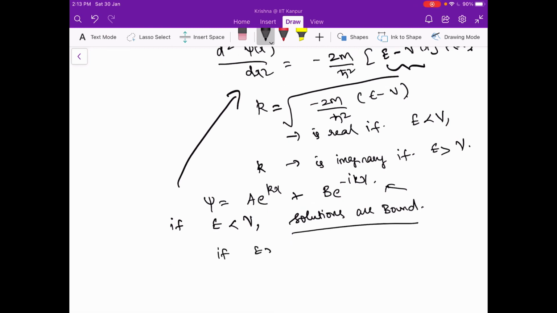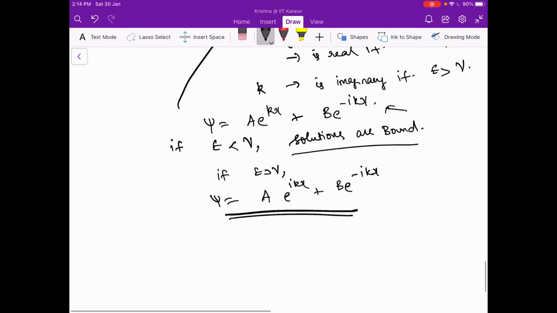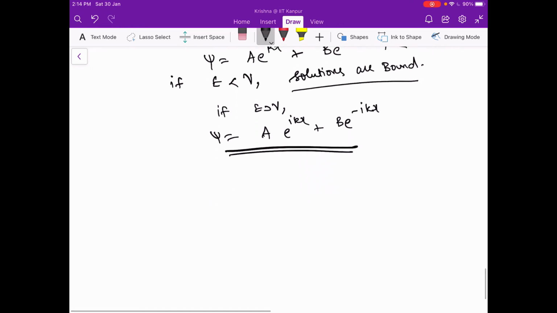If E is greater than V, then psi can be written as A e power i kx plus B e power minus i kx. I've just taken the i out of the k. Under these situations, you have propagating waves, and hence the solutions are called scattering wave solutions. We will find examples of this as well. So now let's go and see one particular example which illustrates both of these situations quite convincingly, right? So let's go for an example.